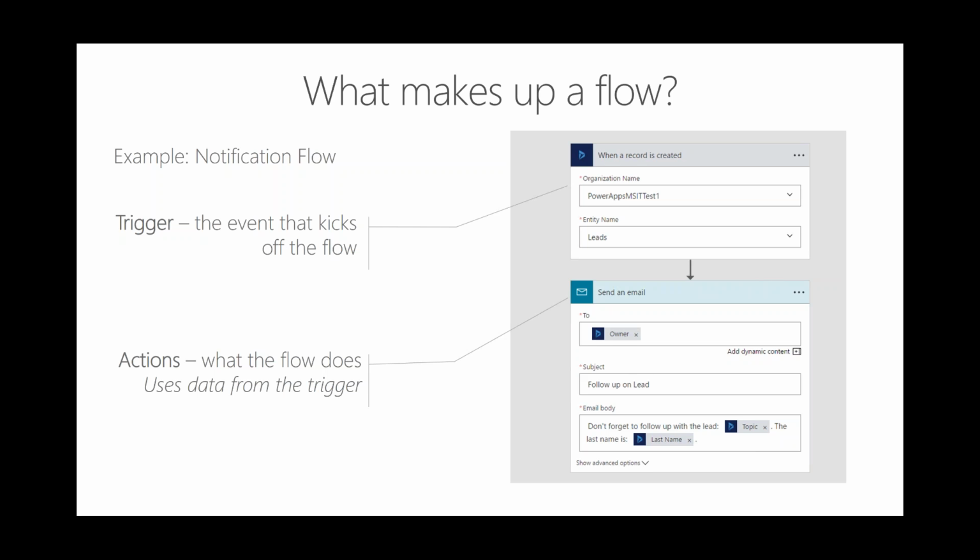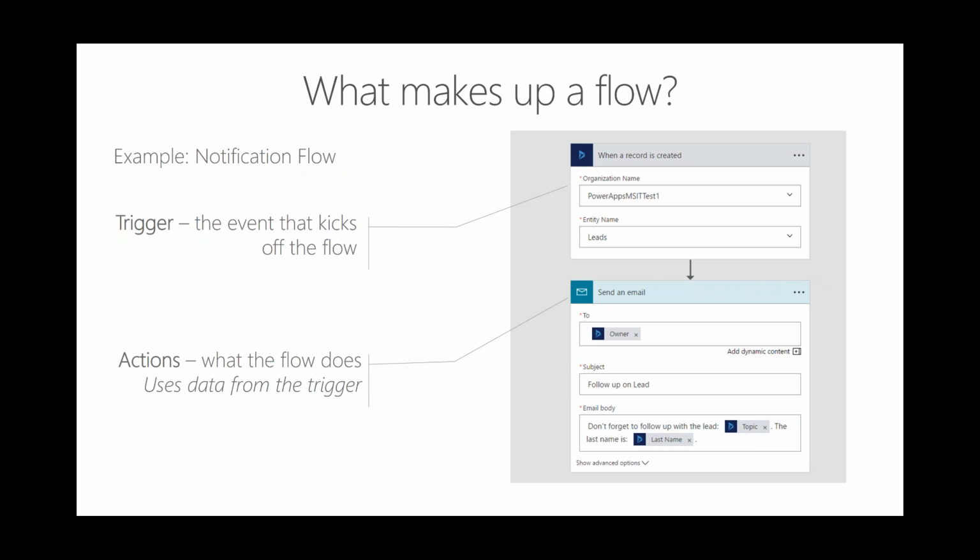You can see flows are made up of a trigger. What is that event that is going to start it? In this case, it's a record being created in Dynamics. And then what is the action? When that trigger happens, what do I want to have take place? In this case, it's sending an email. So with Flow, we're always thinking about what are we listening for? What are we looking for? What is that event that we want to start from? And then what is the action or series of actions we want to have take place from that?